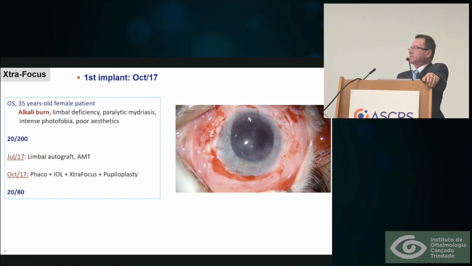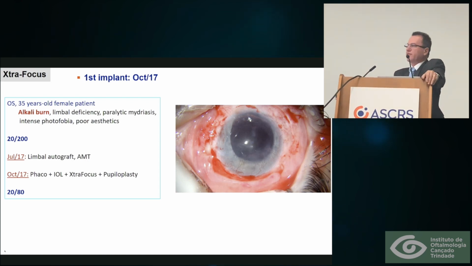My first implant was in this young female, 35 years old, who had a severe alkali burn with paralytic mydriasis and intense photophobia, as you can see on the right-hand side. I performed first, of course, ocular surface surgery to try to improve the corneal surface, with a limbal autograft and amniotic membrane transplantation. Then I called Claudio Trindade, and he was kind enough to send me some initial extra focus implants to try in some of my patients, and this was the very first.